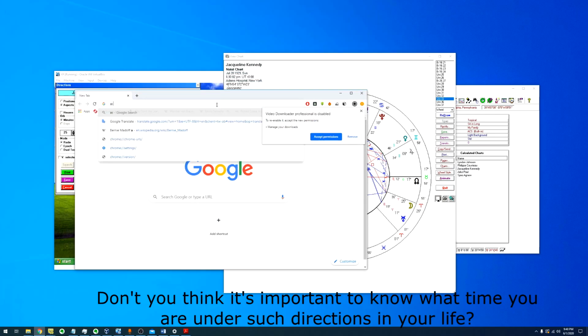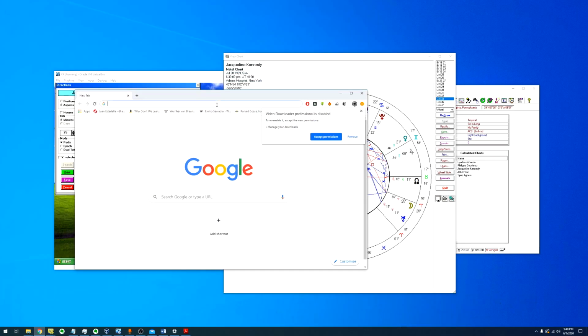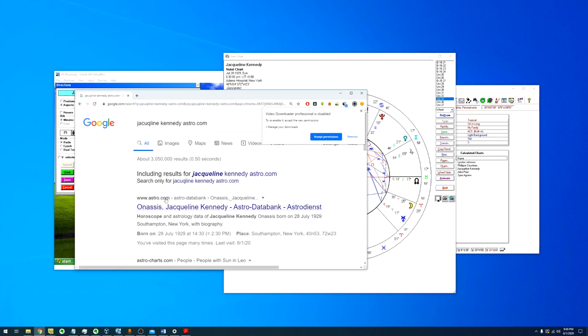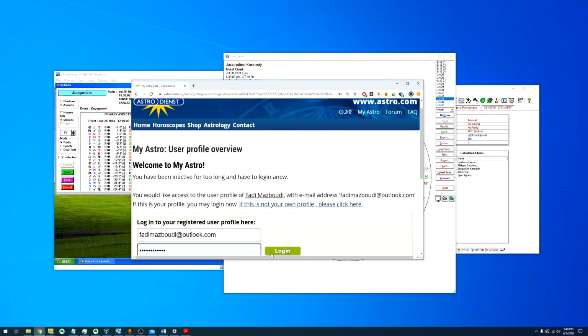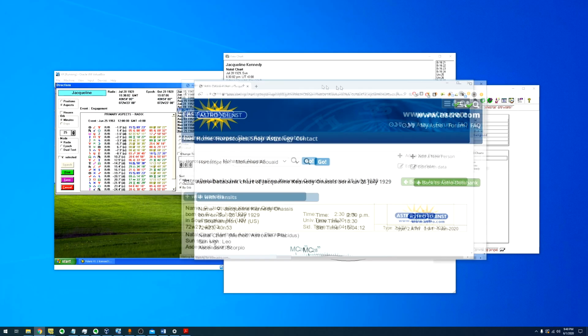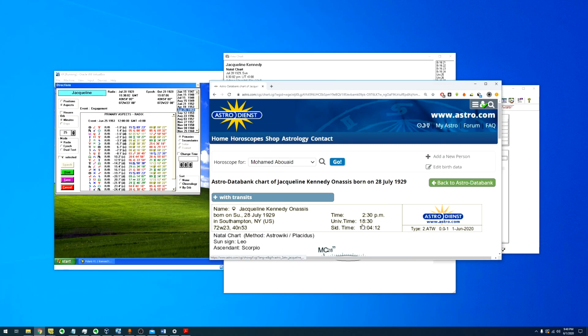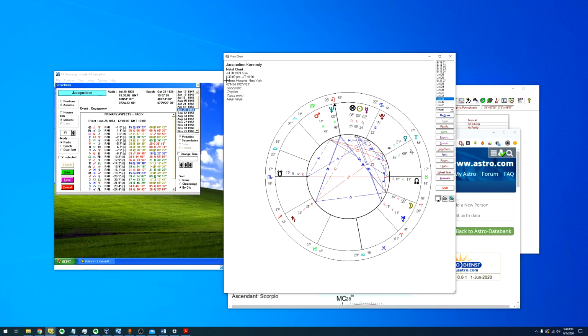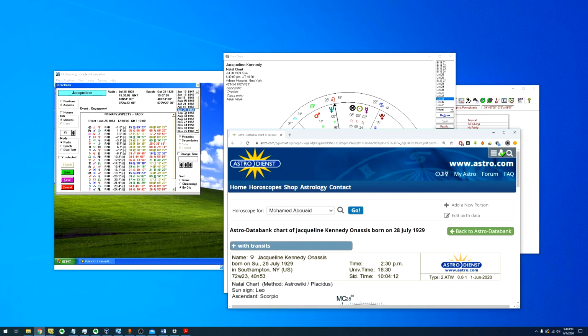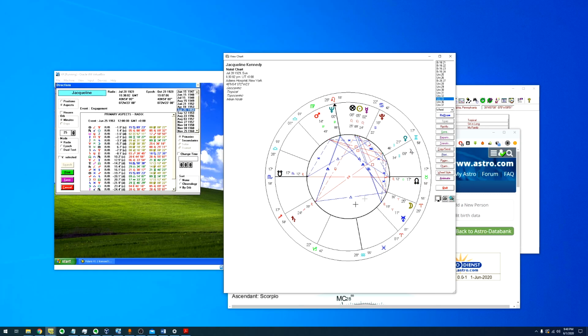Now, if we look at the birth time, I mean, it's recorded with great accuracy, so the rectification is minimal. It's universal time, it's 1830. I mean, it's the same thing, it's only like two seconds difference. Okay, so that was Jacqueline Kennedy.